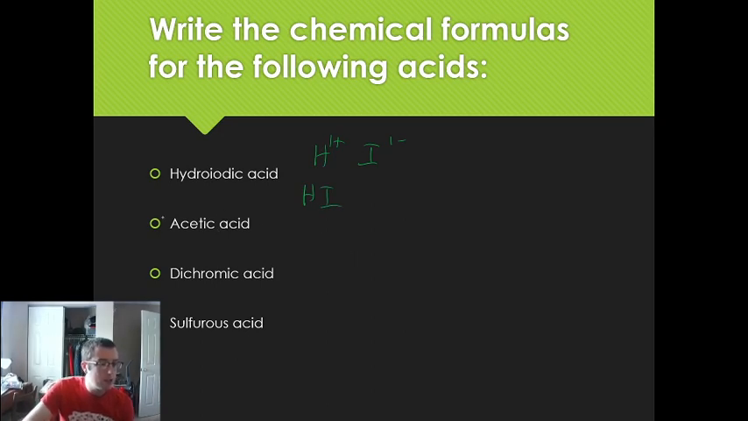Acetic acid, so there is no hydro out front, so I know that I'm going to be looking at the polyatomic list. So acetate, and again we'll start with our H+. Acetate is going to be C2H3O2. I'm doing this from memory, so if I mess that up, use whatever is on the polyatomic list, but I'm pretty sure that's what it is. So when we go to crisscross, it's simply H, C2, H3, O2. I'm going to change the colors because these are running together.